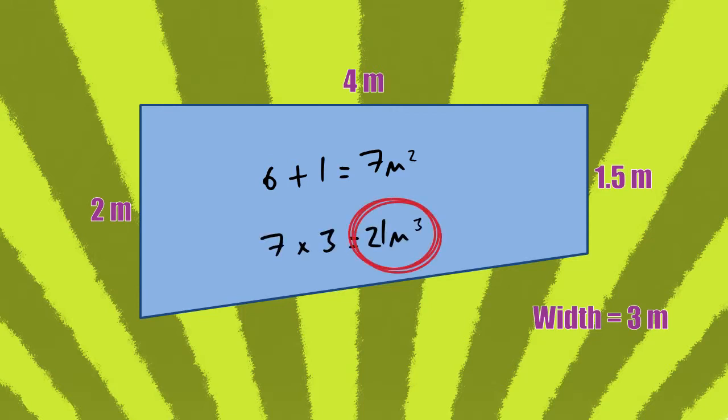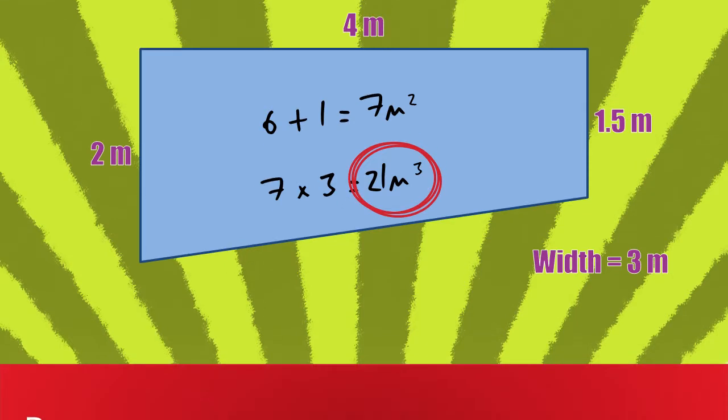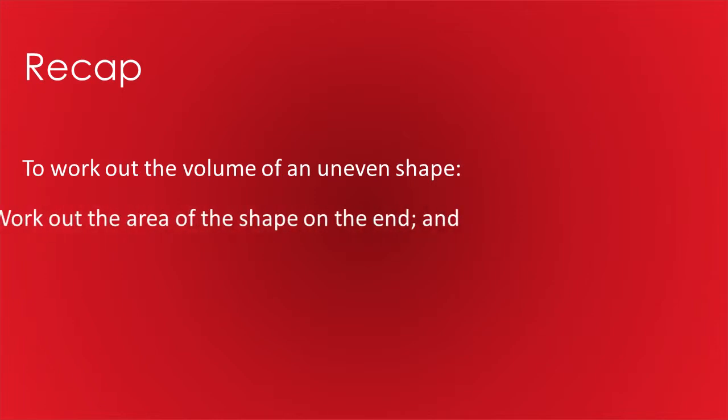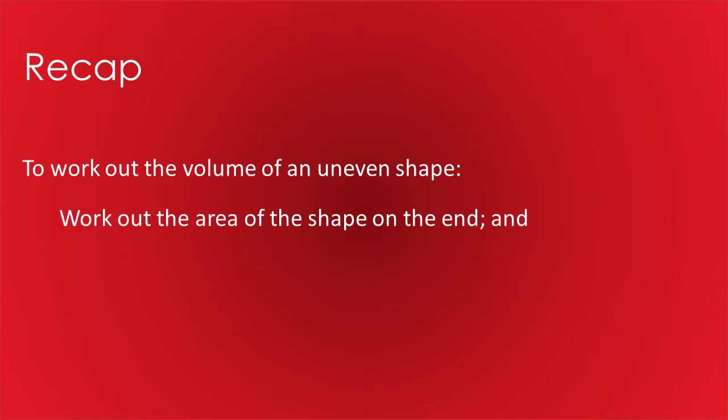Did you get it? Well done if you did. And so to recap. If you ever find yourself in a situation when you need to work out the volume of an uneven shape, you can do so by firstly working out the area of the shape at the end and then multiplying that by the height.